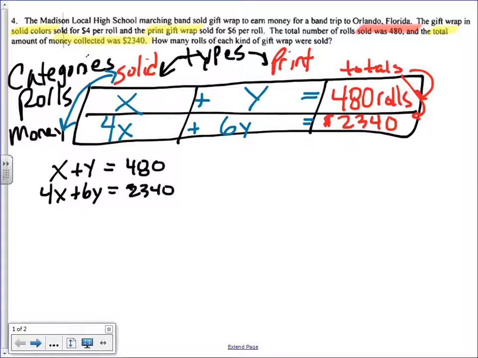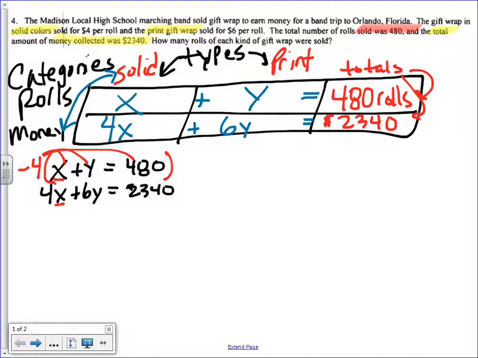Now, again, this looks a lot like those elimination problems we were doing. So elimination would be the best method here. I have to make inverses, very important. And again, let's go ahead and try to eliminate the x's here. So what number needs to go? If I have a positive 4x on the bottom, the inverse of positive 4x is negative 4x. So in order to get that, I have to multiply everything on the top by negative 4.